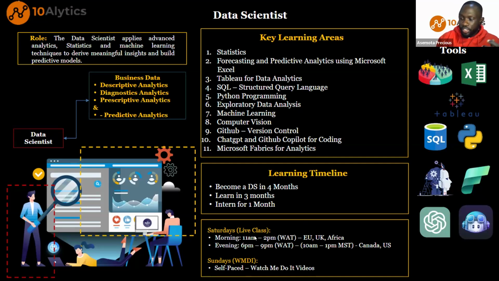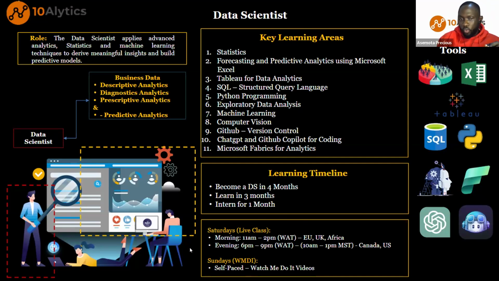Now I know you must be wondering, how do the classes work? When am I going to be having class? I'm a very busy person, but our classes are Saturdays only. And we have 2 sessions, morning and evening. The morning session will favor those in EU, UK, Africa, and so on, from 11 a.m. to 2 p.m. WAT. The night session will favor those in Canada, US, and America. Okay, 6 p.m. to 9 p.m. WAT.